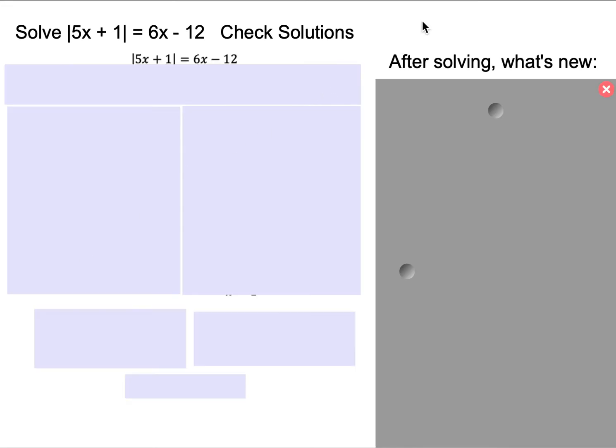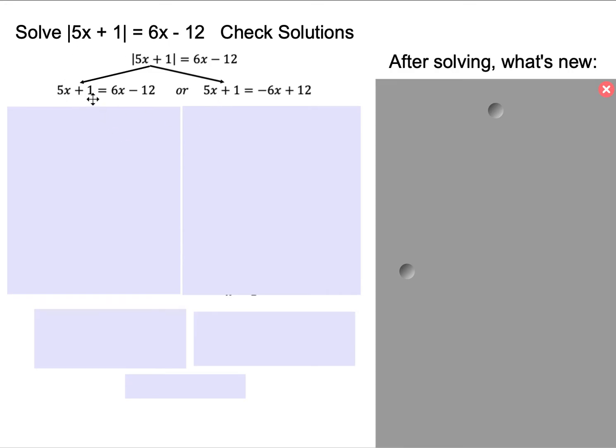Okay, solve the absolute value of 5x plus 1 equals 6x minus 12. All right, on this one, we've already got the absolute value by itself, so we can go ahead and split it. 5x plus 1 equals exactly what's on the other side, 6x minus 12. The other equation, 5x plus 1 equals the opposite of 6x minus 12, which would be negative 6x plus 12, changing both signs to make it the opposite.